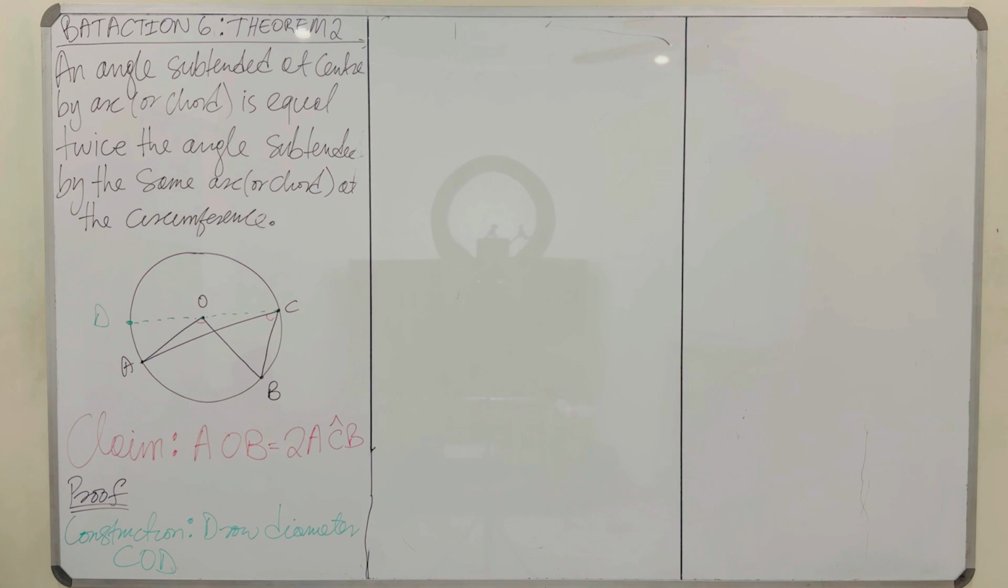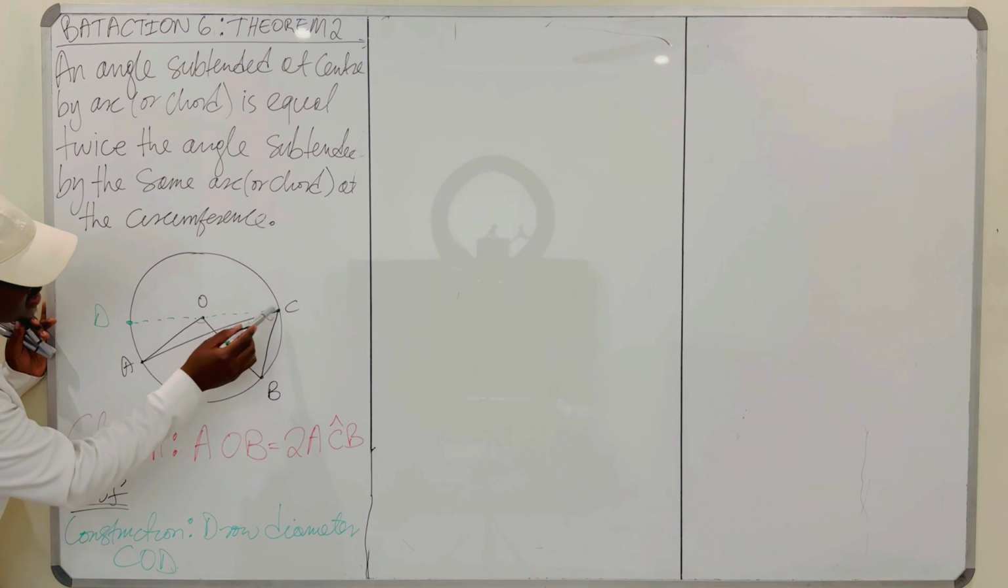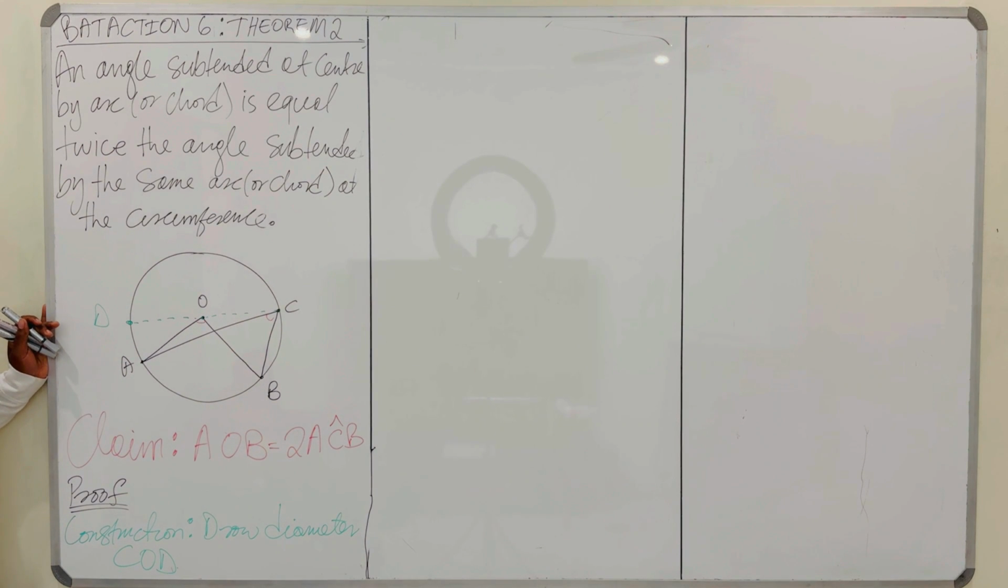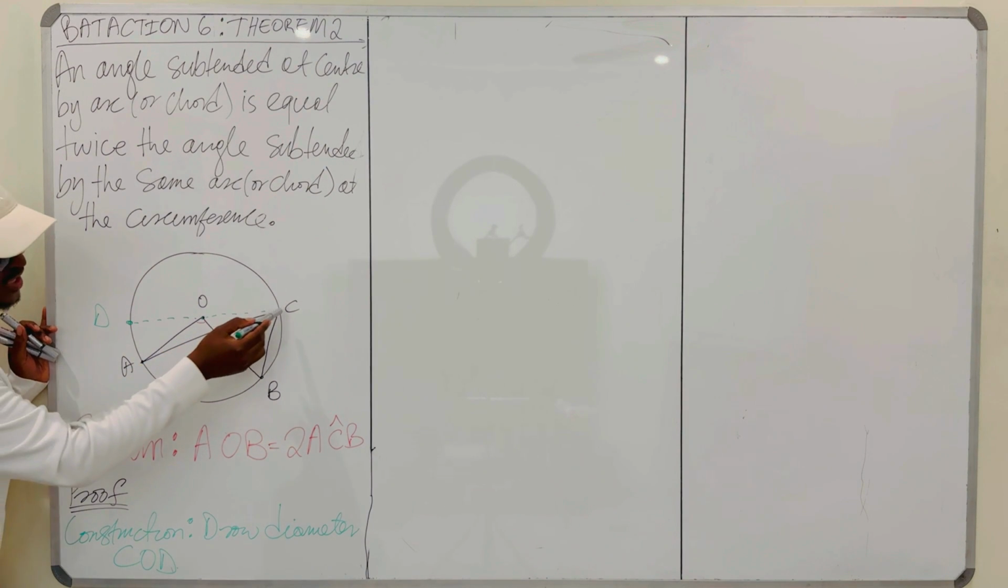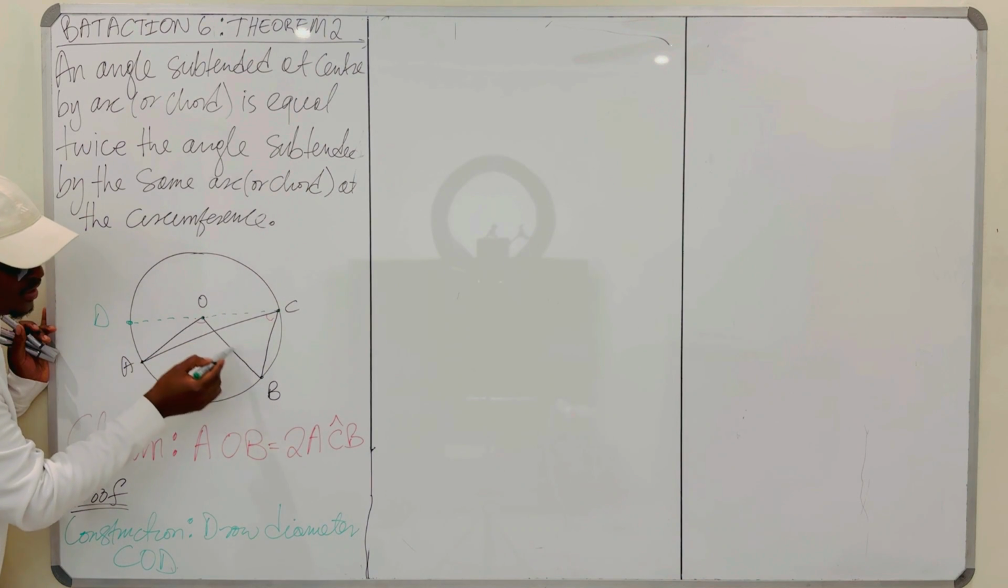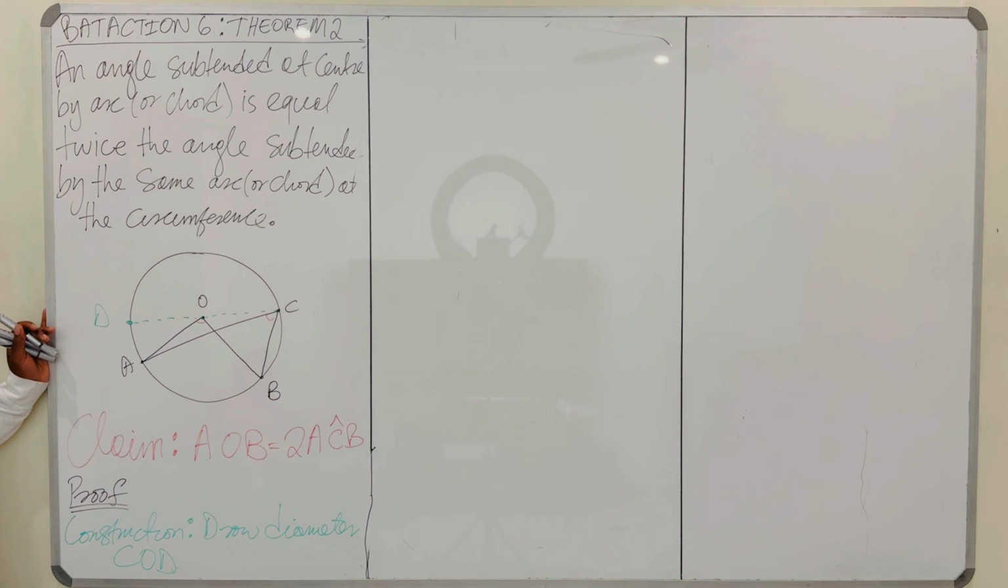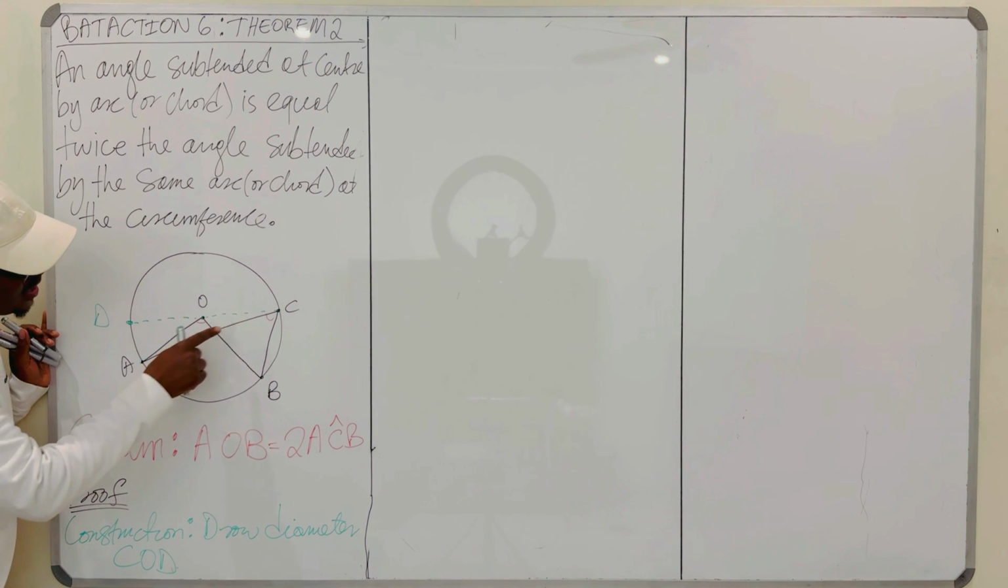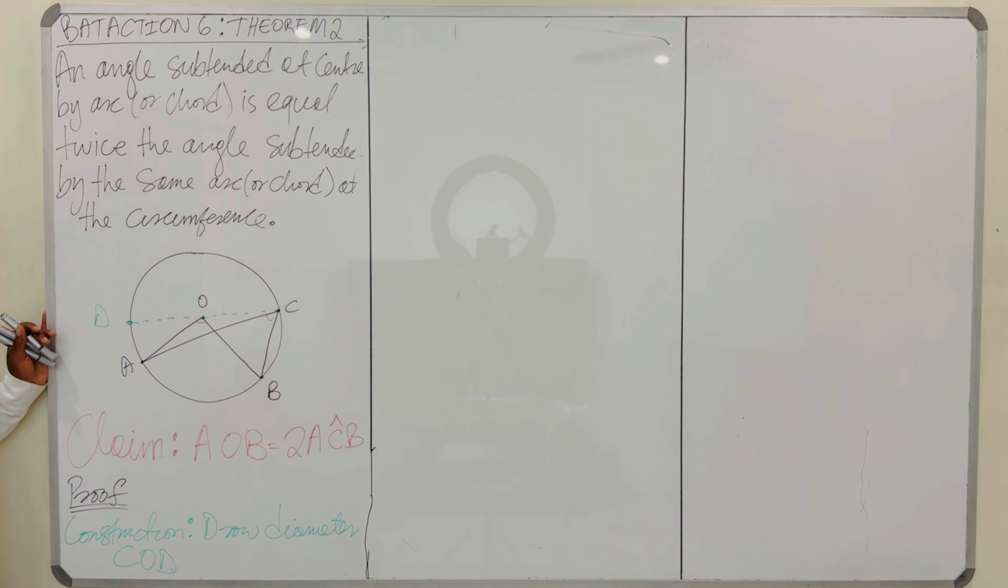Once I do that, I have 2 triangles like I did previously. Triangle number 1 is COA. Here it is. Okay. And triangle number 2 is COB. Here it is. Like I did there. So it's COA and COB. Are you with me? No problem.